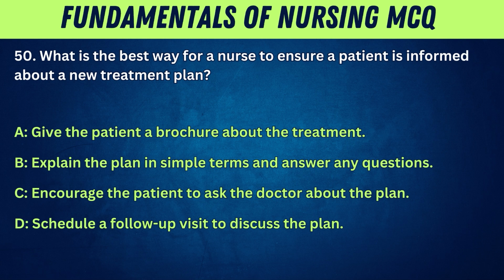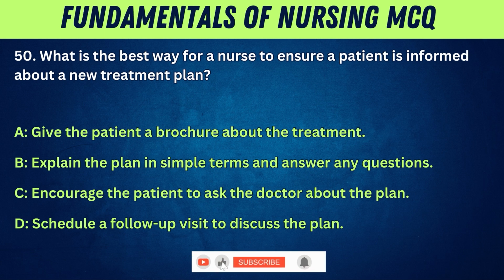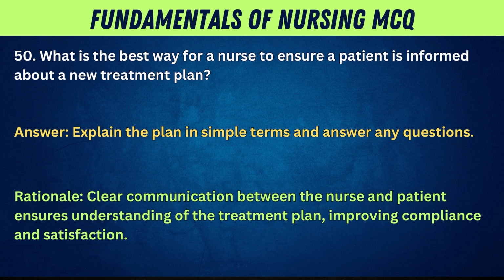50. What is the best way for a nurse to ensure a patient is informed about a new treatment plan? A. Give the patient a brochure about the treatment. B. Explain the plan in simple terms and answer any questions. C. Encourage the patient to ask the doctor about the plan. D. Schedule a follow-up visit to discuss the plan. Answer. Explain the plan in simple terms and answer any questions. Rationale. Clear communication between the nurse and patient ensures understanding of the treatment plan, improving compliance and satisfaction.